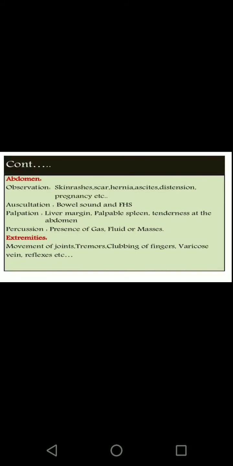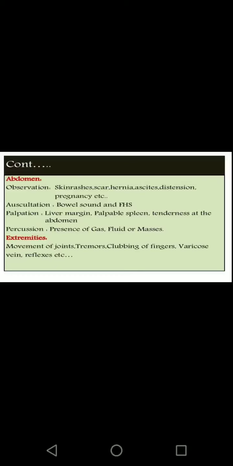First of all, you will observe for skin rashes, hernia. Hernia is because of weak muscles of any organ, there is some protrusion. Some part of that organ protrudes out, that is hernia. Also ascites, distension, pregnancy, etc.